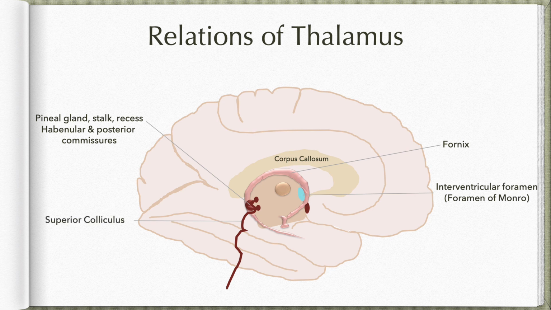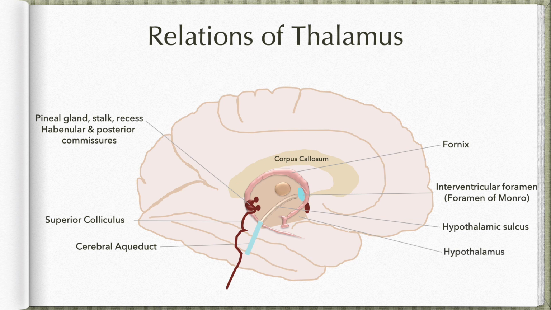Now extending from the interventricular foramen, running backwards and downwards, there is a shallow sulcus known as hypothalamic sulcus. Now this will continue at its posterior end with the cerebral aqueduct within the midbrain. This hypothalamic sulcus is the one which separates pars ventralis from the pars dorsalis. Pars ventralis is basically made up of the hypothalamus, which is below that. Pars dorsalis is made up of thalamus and epithalamus.